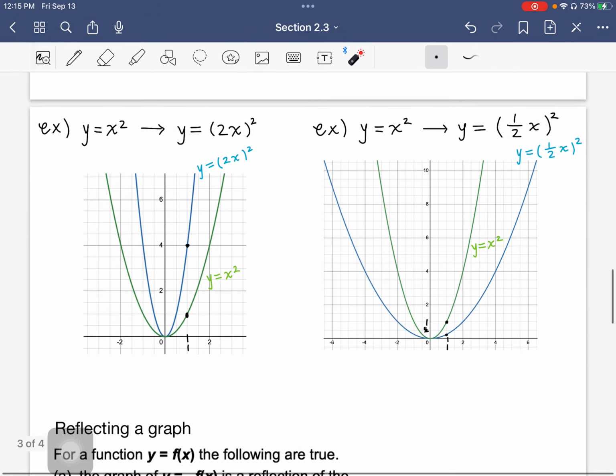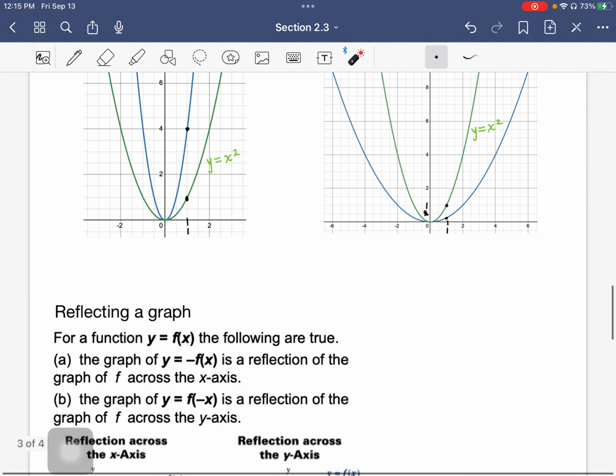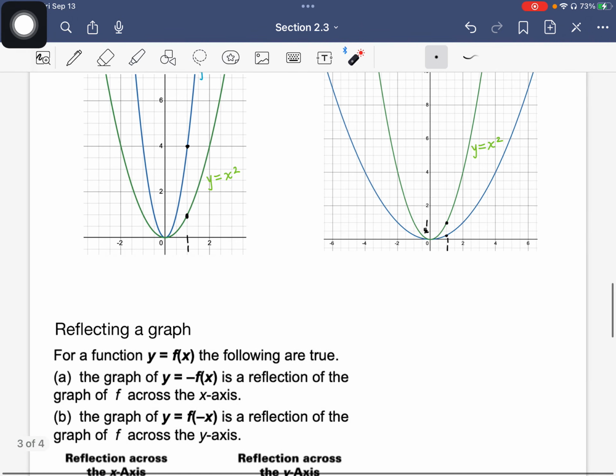All right. Now the last transformation we're going to look at is reflecting a graph. If we have the function y is equal to f of x, then the graph y is equal to minus f of x is going to be a reflection of our graph across the x-axis. And if we have the graph y is equal to f of minus x, this will be a reflection of the graph across the y-axis.